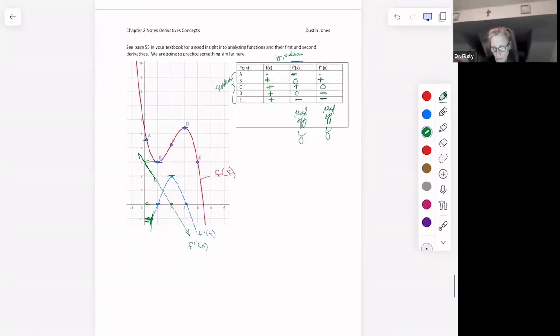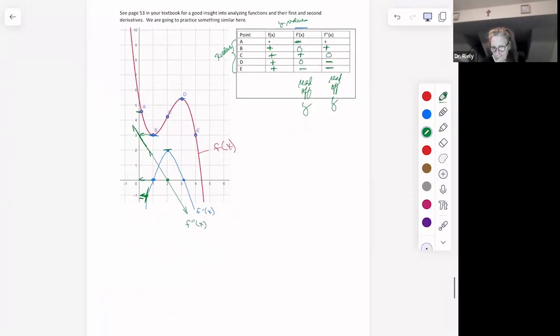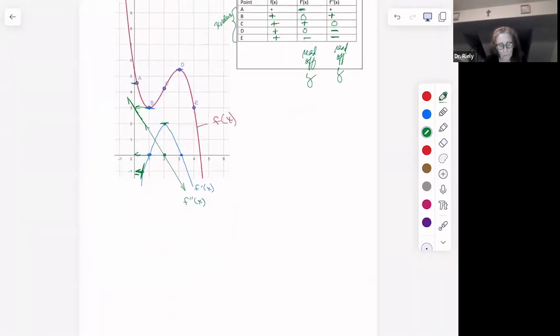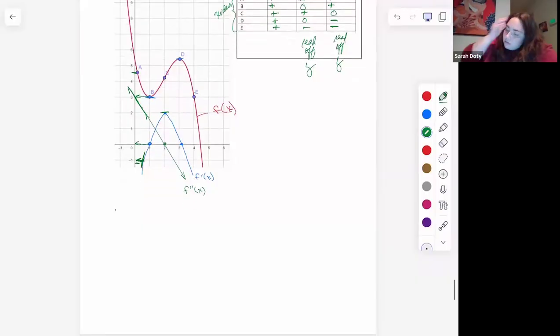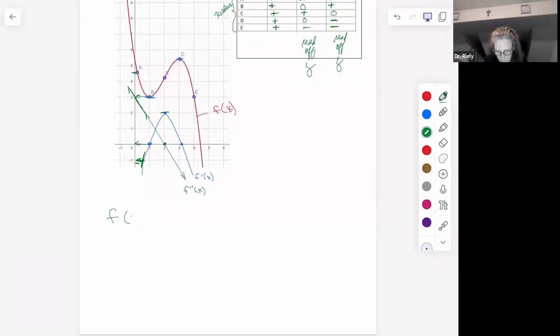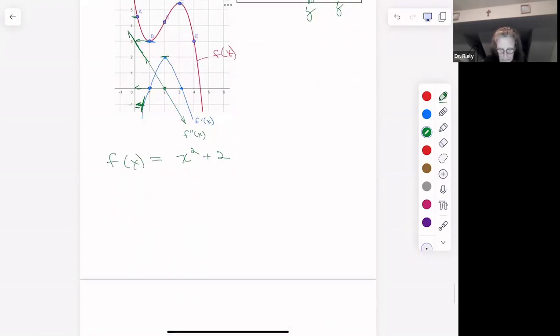Why don't we try to do one more derivative, one more limit so that you get really comfortable. Good. So what if I said my function was just x squared plus 2? And you need to find the limit as h goes to 0.